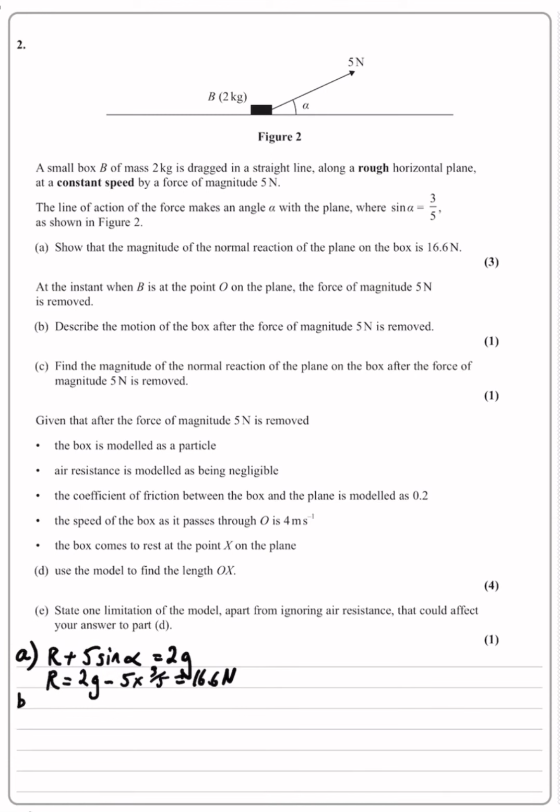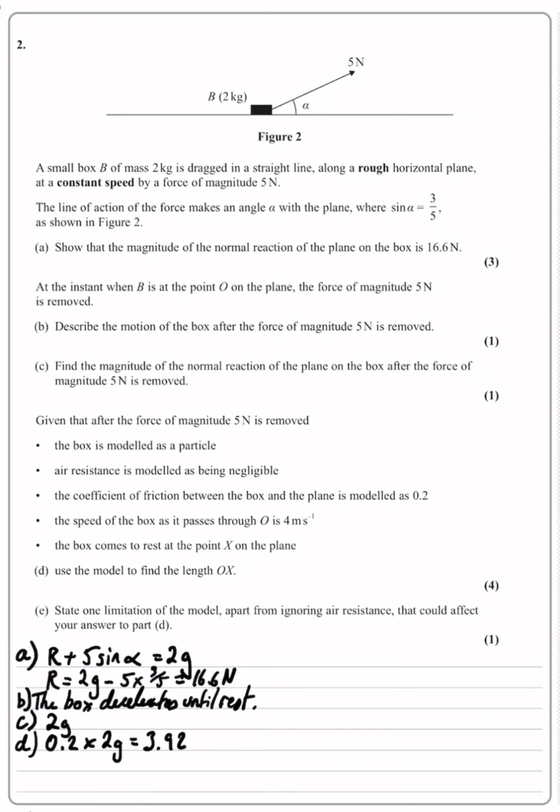For part B, the motion after the force is removed, well, the box is going to decelerate until it comes to rest. For C, the removal of the 5 newtons means that the only force in the vertical plane is the 2g force going down, so 2g for C.